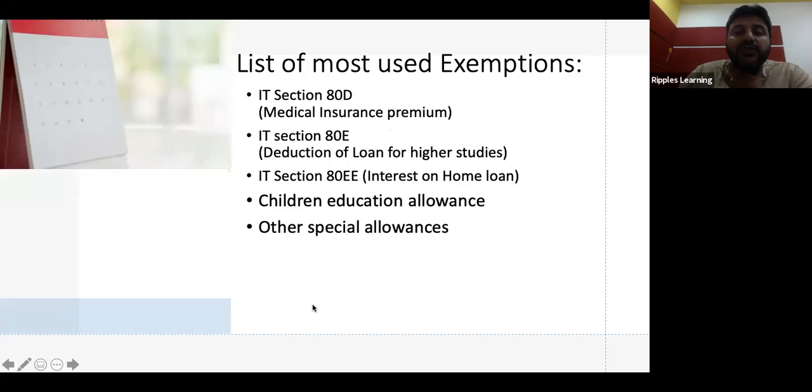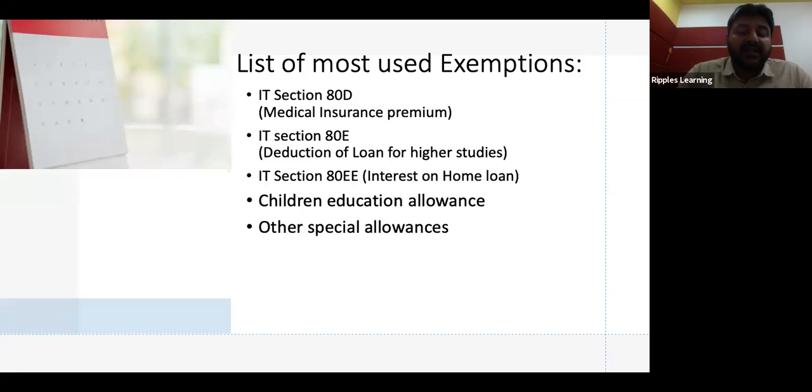The list of most used exemptions also continues with 80D. 80D is the medical insurance premium that you pay. It is applicable on you, your family, and also on your parents. So there are sections under which you can claim this across. Then you have 80E, which is deduction of loan for higher studies. Then you have section 80EE, which is interest on home loan. Then you have children education allowance and some other special allowances.